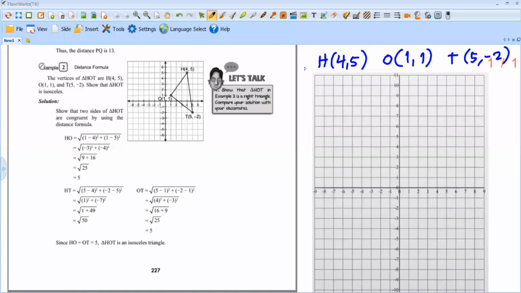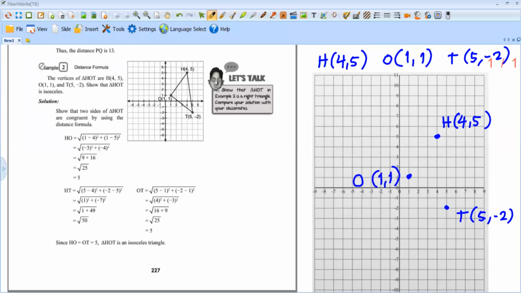All right, so let us try to plot the points. So 4, 5. We have 1, 1, and we have 5, -2. So these are the given points. Again, this is H, which is 4, 5. And we have O, which is 1, 1. And we have T, which is 5, -2.